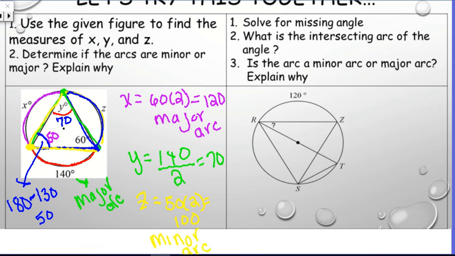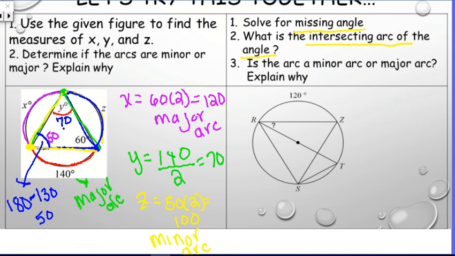Okay, so let's go to the second example. Here it says find the missing angle. So we've got to find the missing angle here. And after we do that, what is the intersecting arc of the angle? So we're going to find that part. And what is the arc? Is the arc a minor arc or a major arc? And then we're going to explain why.